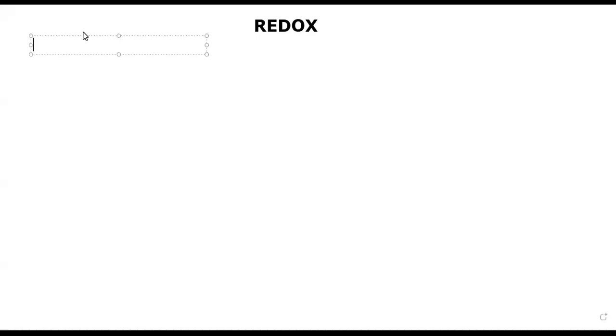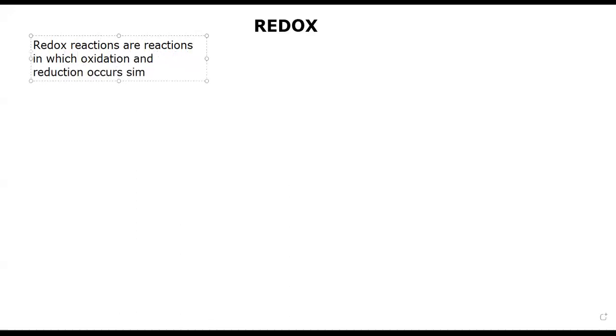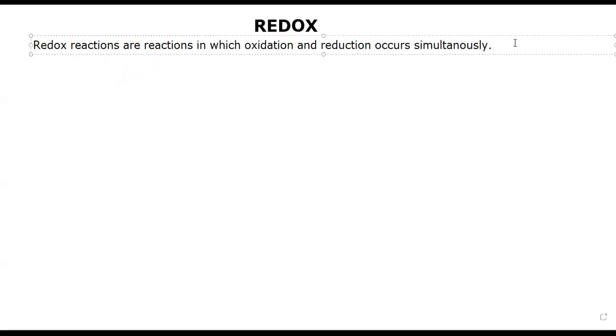So, okay, first of all, a small revision of what you already know, and then we will take a look at some new pieces of information. You already probably know what redox reactions are, right? Redox reactions are reactions in which oxidation and reduction occur simultaneously. Meaning that oxidation and reduction will occur at the same time. Both of them will happen at the same time.